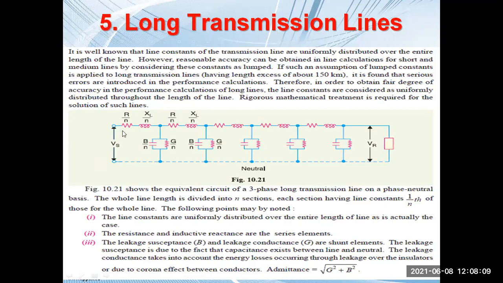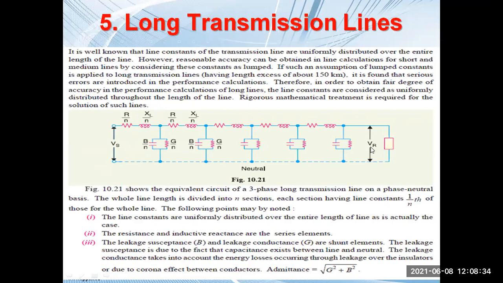So this is your Vs. If you have to draw the equivalent circuit, this is your Vs, and we have n number of sections. The total resistance of the whole line is R, so for each section it will be R by N. For the whole line the reactance is XL, so for each section it will be XL by N. Susceptance will be B by N and conductance will be G by N. This is your receiving end voltage.